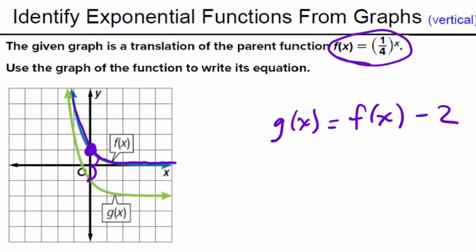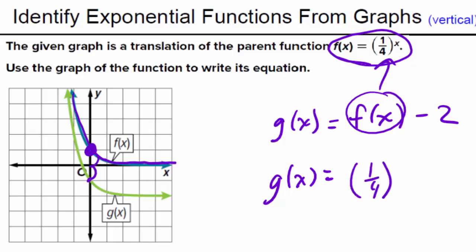Now if we rewrite g of x in terms of f of x, so g of x here, this f of x, remember, was 1/4 raised to the x power, so that would be 1/4 raised to the x, minus 2 on the whole thing.